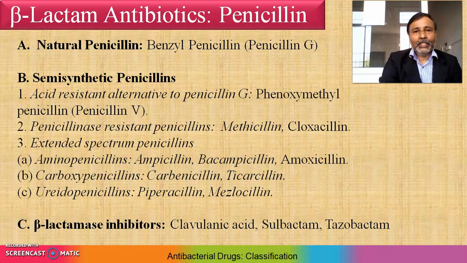And the C category, that is beta-lactamase inhibitors. We already know that the beta-lactamase enzyme develops resistance, or shows resistance against antibiotics. So these are the agents which can counter this beta-lactamase enzyme. Examples are clavulanic acid, sulbactam, and tazobactam. So this is all about the classification regarding penicillin.